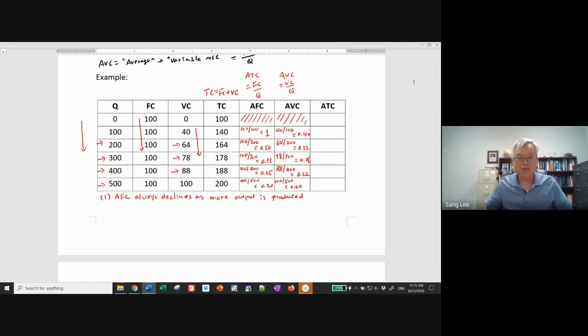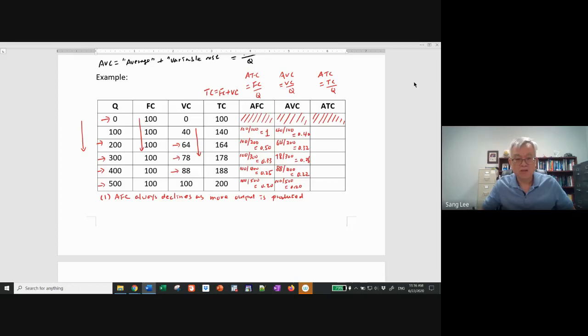Now, average total cost. So finally, average total cost is total cost divided by Q. As usual, at the zero output level, average cost is not defined. So we're going to leave this first cell blank. Now, once you figure out average fixed cost and average variable cost, you can figure out average total cost in two ways. First, as usual, you can divide total cost by the quantity. Let's do it.